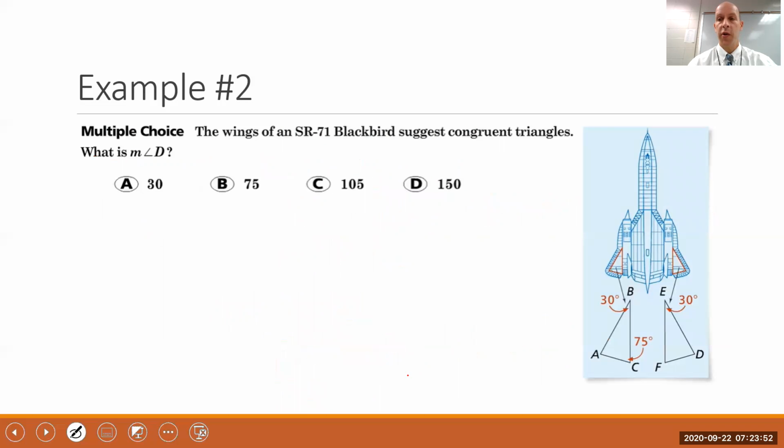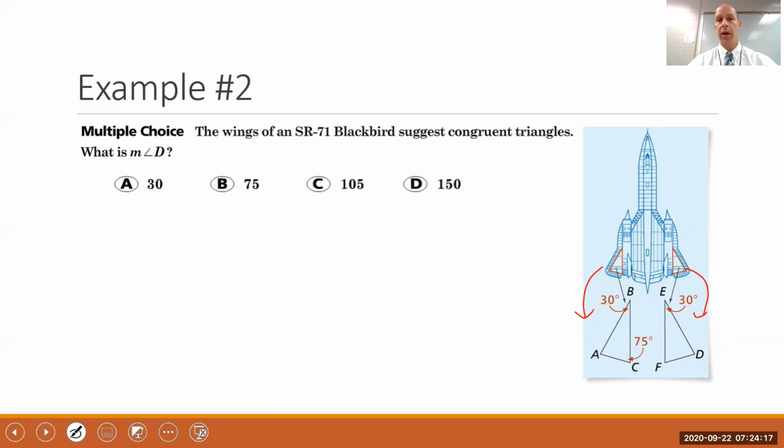All right, example 2. This one's a multiple choice, and I'm not sure if you're familiar with this, but this is the SR-71 Blackbird. It is a very fast plane, and it says the wings of this plane form congruent triangles. What I've done here is pull out those two triangles in the left and right wing. It's asking us, what is the measure of angle D?